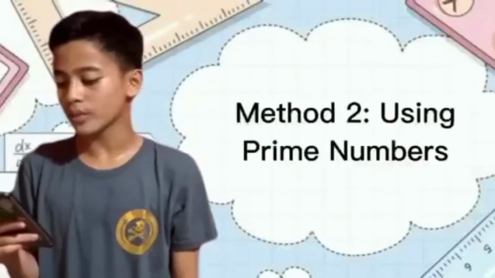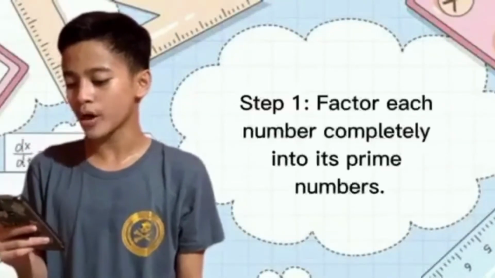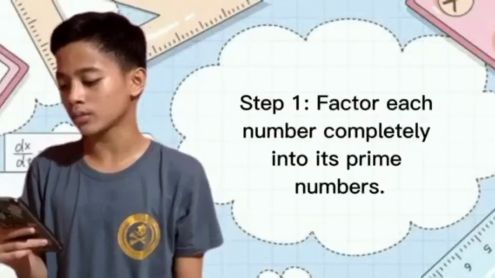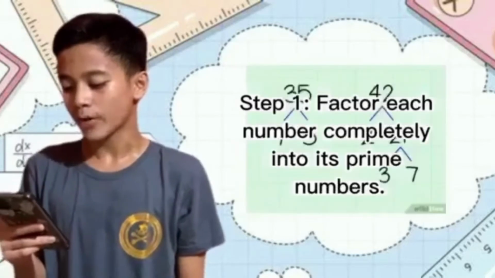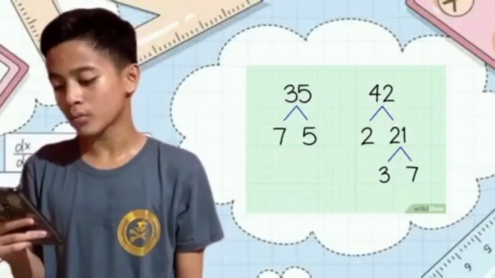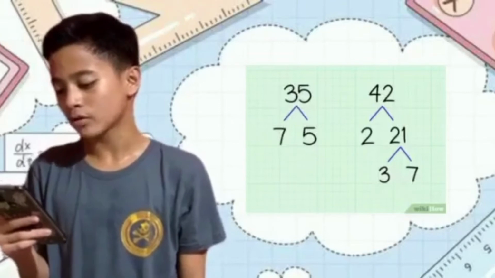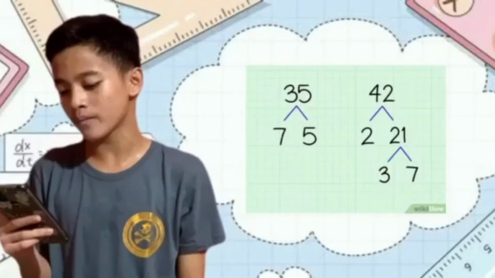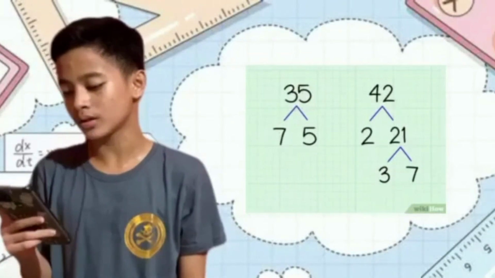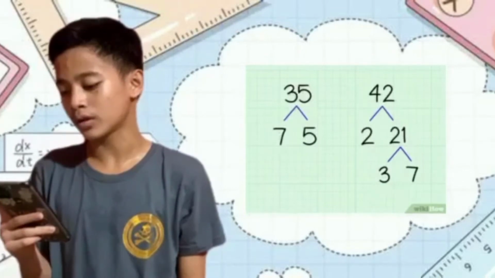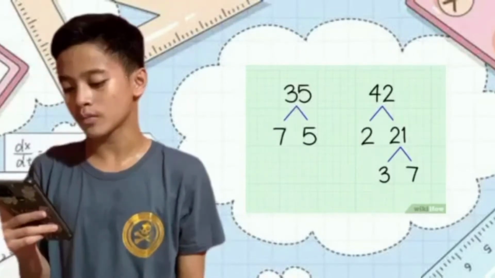Method 2. Using prime numbers. Step 1. Factor each number completely into prime numbers. A prime number is greater than one and has no factor but itself. For example, prime numbers include 5, 17, 97, and 331, to name just a few.